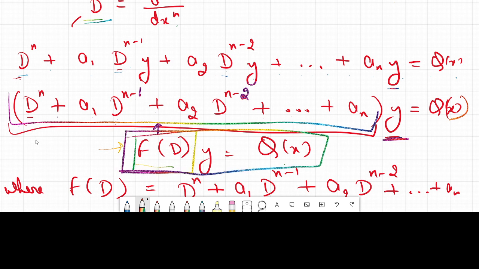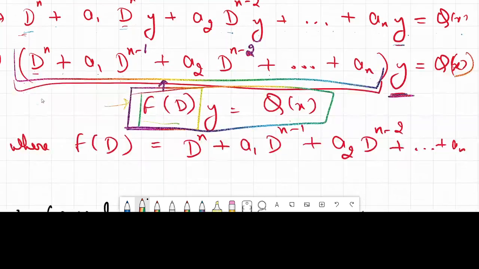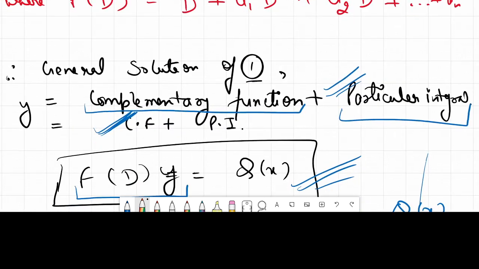Now, how to find the general solution for this equation. The general solution of this equation is equal to the complementary function plus the particular integral. The complementary function is normally represented by CF, and the particular integral by PI. How we are going to find the CF and the PI, we'll see in the next few videos. I'll just give you the basic introduction for that.